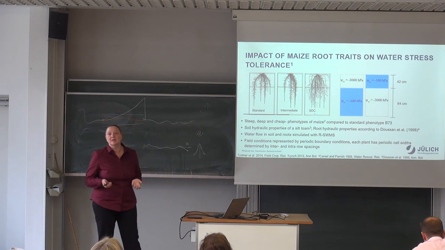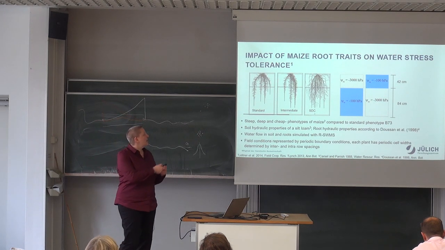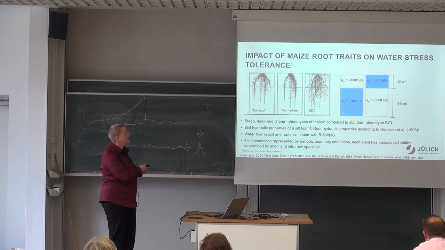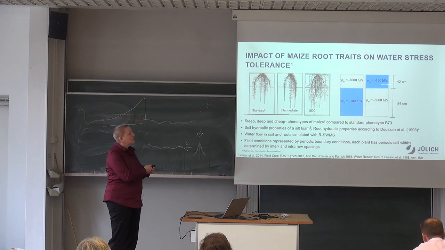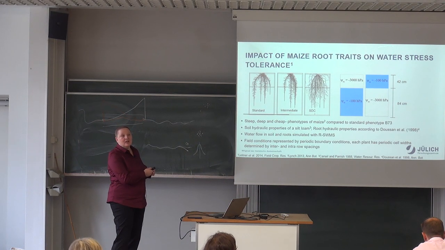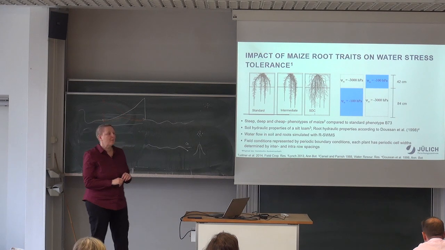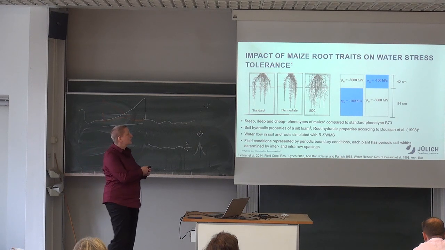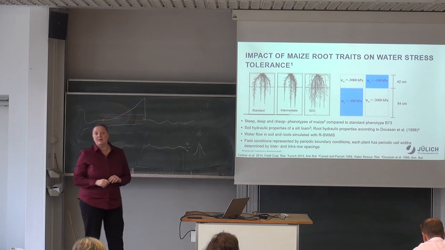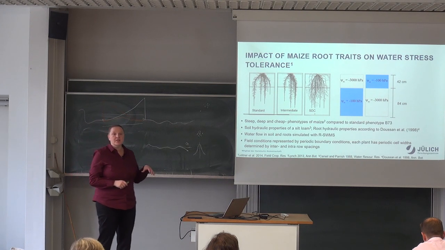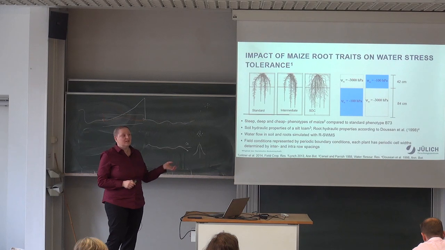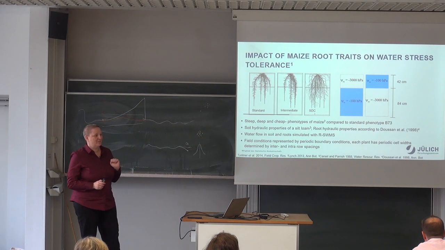So it can handle drought conditions better. And we put these 3 plants in 2 different hydrological regimes. We had one with a dry topsoil and a wet subsoil, and the other way around. And then we use periodic boundary conditions on the side to mimic one plant in a field situation with a neighboring plant that has the same architecture.